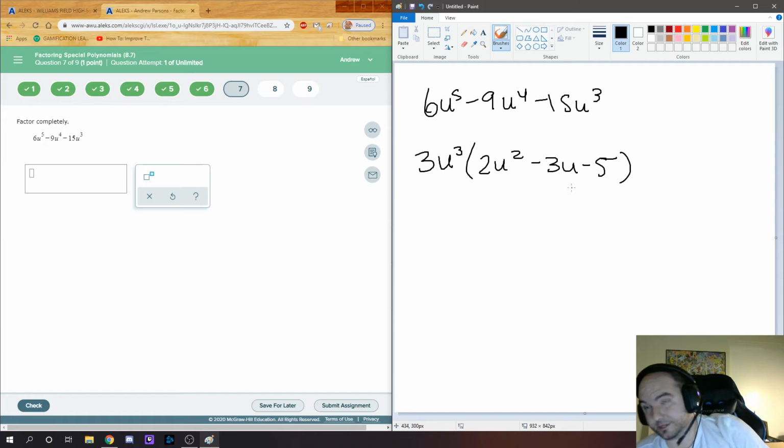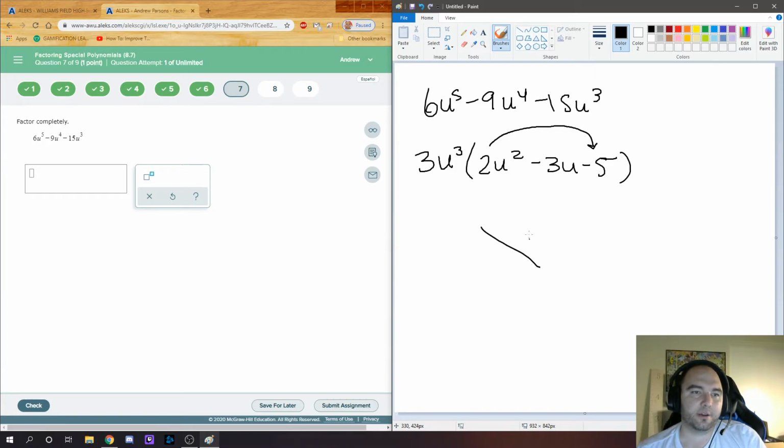Now you got to ask yourself, can I factor what's in here further? The problem with what's in here is it's got a number out front, and to do that, I have to do something like I did on 8.6 part 2, which is draw an arrow, write a negative 10 on top, write a negative 3 on bottom. What multiplies to make negative 10, but adds up to make negative 3? That's 5 times negative 2. Now you got to do the bottoms up. So I do u minus 5, u plus 2.